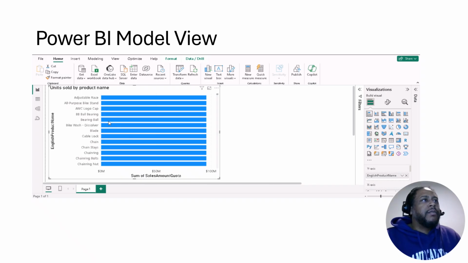This slide shows the Power BI model view that is used for the analysis. The model follows a dimensional design with fact sales quota as the central fact table connected to multiple dimensional tables, including date, product, sales reason, and sales territory. This structure allows flexible reporting and efficient aggregation of sales data across different business perspectives.